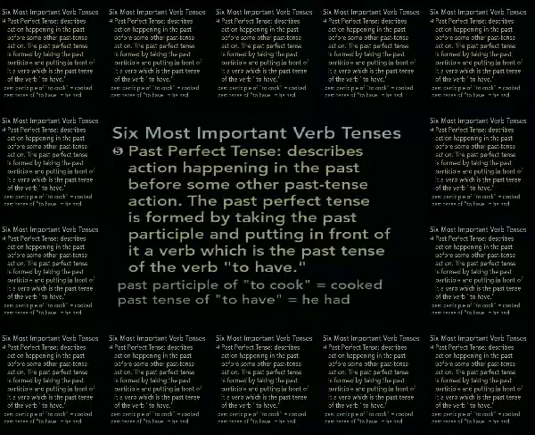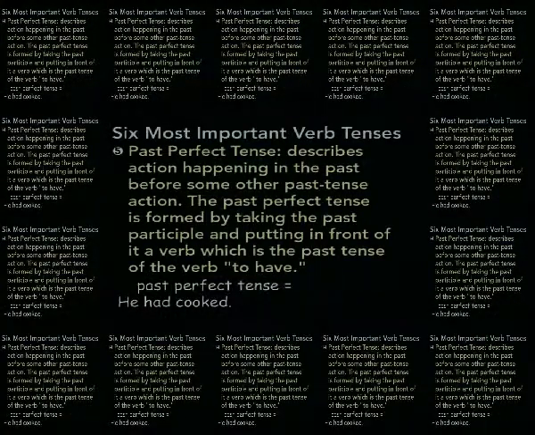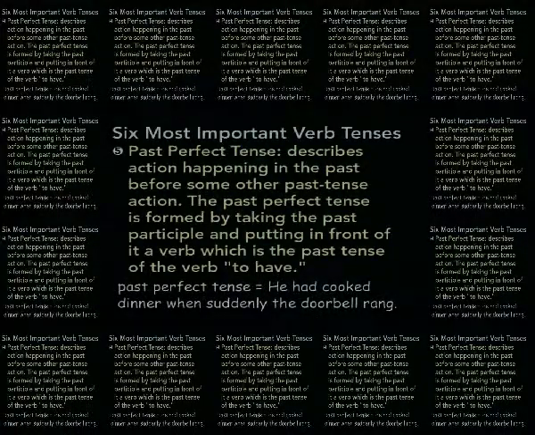And when we tack on the past participle afterwards, we have he had cooked. Now remember, the past perfect tense is used for past actions occurring prior to other past actions. So for example, we could use the words he had cooked in a sentence like this one. He had cooked dinner when suddenly the doorbell rang.